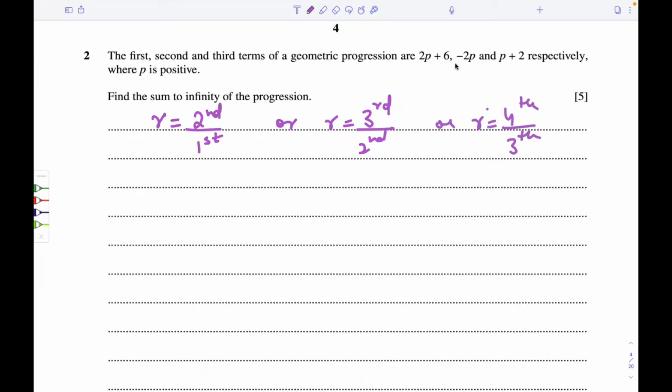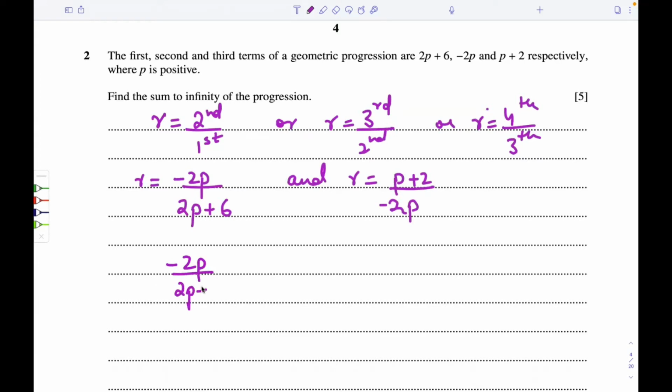Now we know that the second term is minus 2p, so we can write r is equal to minus 2p divided by the first term, which is 2p plus 6, and r can also be written as the third term, which is p plus 2, divided by minus 2p, which is the second term. Now, as it is a single geometric progression, the common ratio must be the same, so we can equate these two equations and find the value of p.